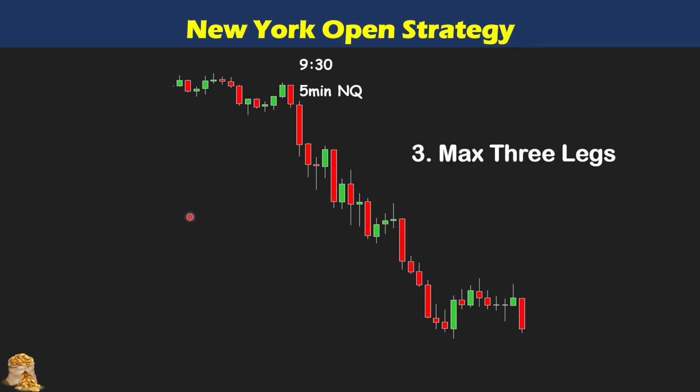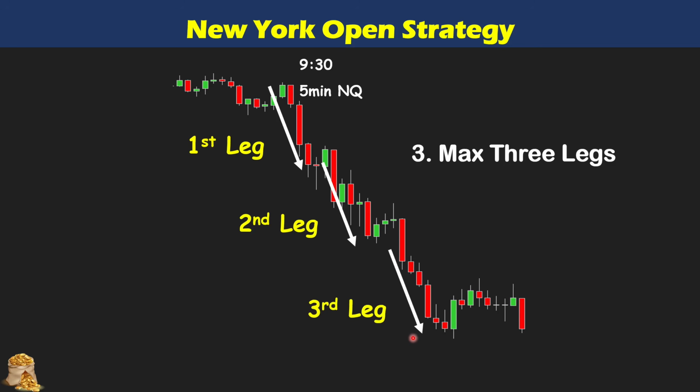The third thing for the New York Open breakout strategy is trade only for the 1, 2, 3 legs, either direction, up or down. So in this case, you can see the breakout is the first leg. Pull back a little bit, and then we have the second leg here, and then we have the third leg. After the third leg, do not trade. It is not the strategy. It could be another setup. You could trade another setup, but it is not the open breakout strategy anymore.